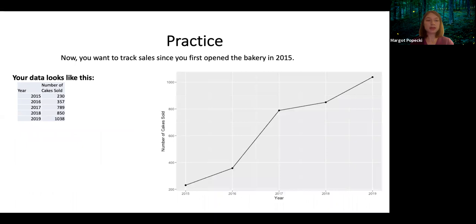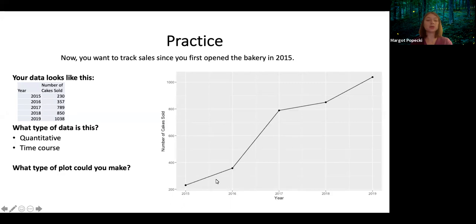All right, so now we're interested in tracking sales since the bakery first opened in 2015. So your data looks like this. What type of data is it? Well, it's quantitative. And not only that, but it's a time course. That means we're looking at the number of cakes sold over time. So in that case, we're going to make a plot that has time always on the x-axis, organized in chronological order. I could make this line plot, but I could also make a bar plot.